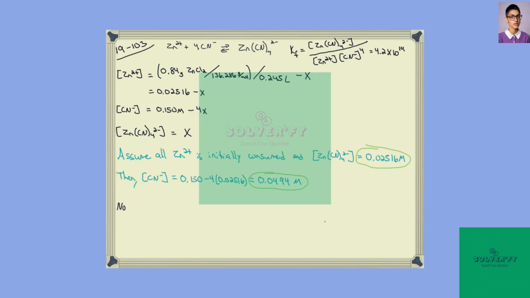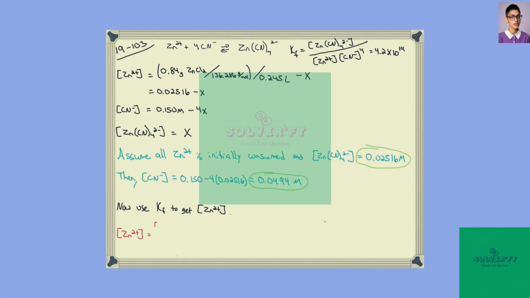But it also wants us to solve for the concentration of zinc 2 plus at equilibrium. And to do that, we now have to resort to the Kf expression. We made the assumption up here that the zinc is going to be consumed completely and that our x value is 0.02516, so this would be calculated using this equation as 0, but we can't have a 0 value in our equilibrium in order to have the equilibrium expression equal to 4.2 times 10 to the 19. So to solve for the zinc concentration, we need the Kf expression.